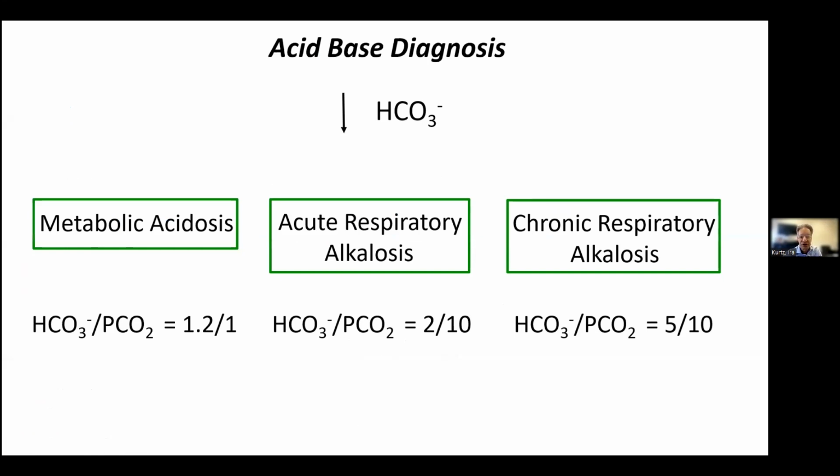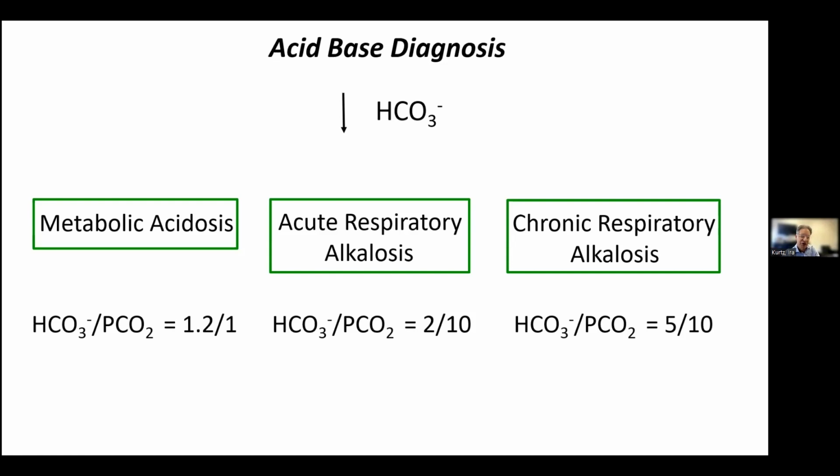you first look at either the total CO2, which you get with the rest of the electrolytes, or a bicarbonate concentration, which is calculated from the blood gas. It could be a venous bicarbonate or an arterial bicarbonate. They're a little bit different.